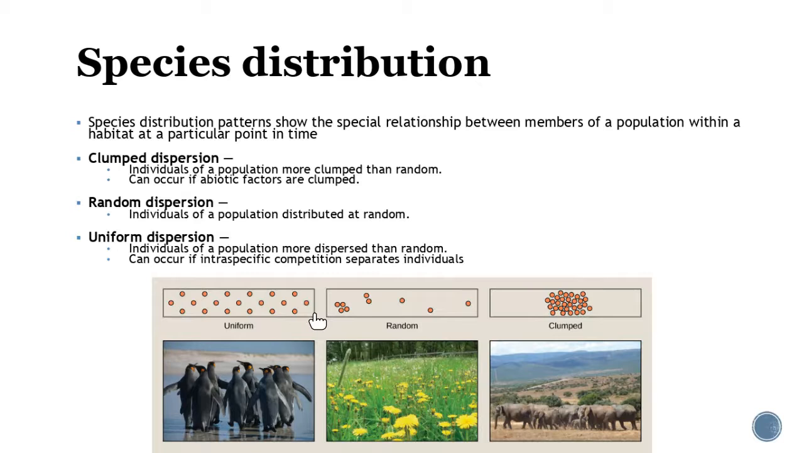Depending how it blew that one day, a bunch landed here, but then one here, one over there. And then you could have uniform dispersion. This is where all of them are dispersed equally. Everyone wants their own little space bubble. They're using an example of penguins.